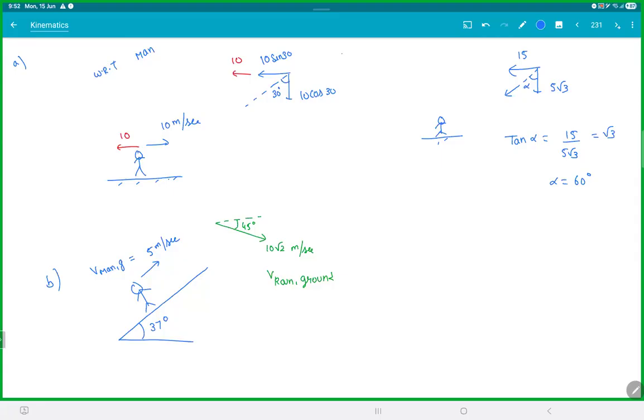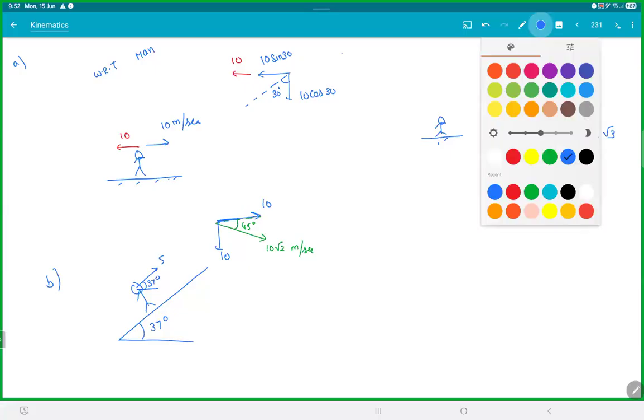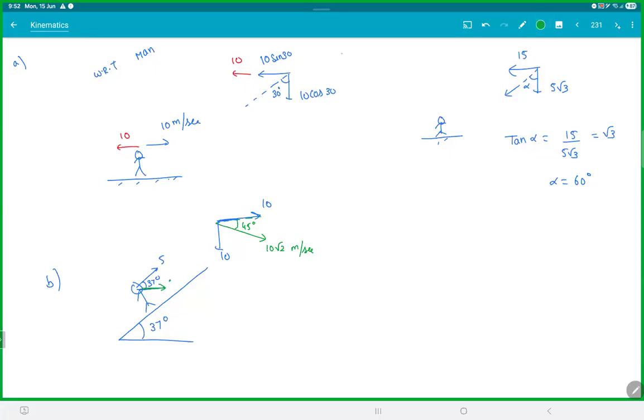So what to do here? Same story, resolve them into components. So this would be 10, this would be 10. And for the man, it is 5, right? This is 37. So 5 cos 37 is 4, and this is 3. So we need to stop the man. So what to do? We'll put 4 backward and 3 downward.